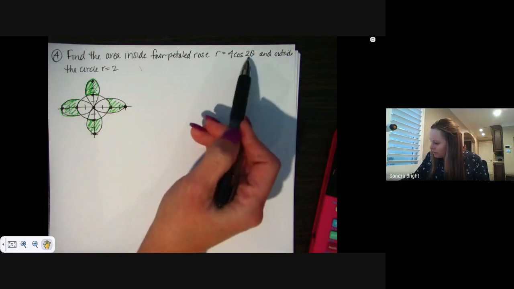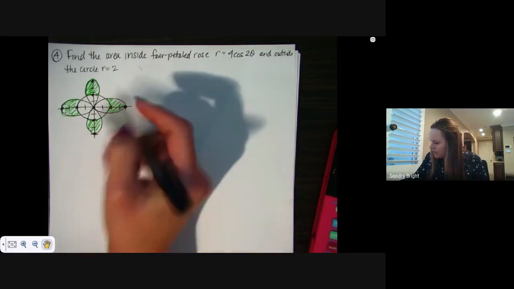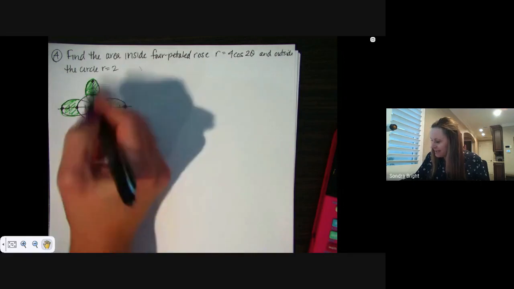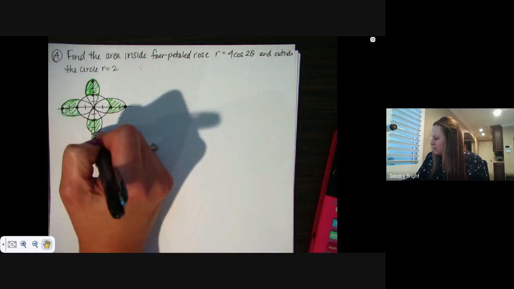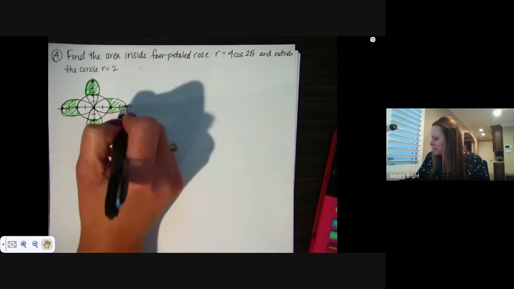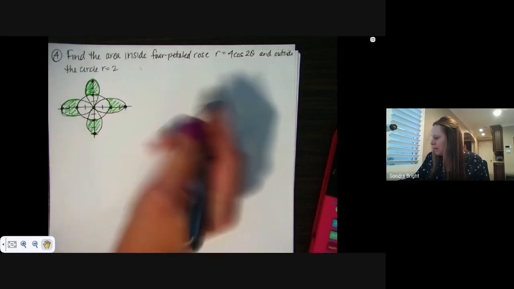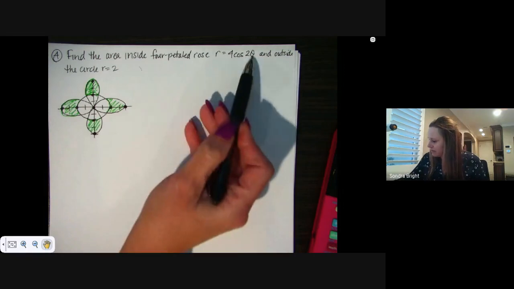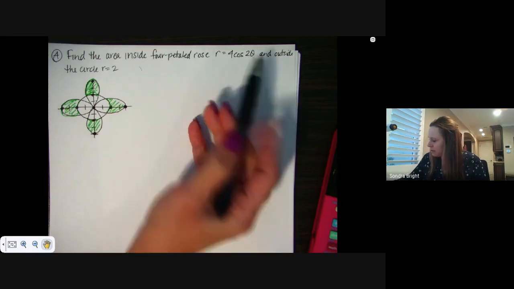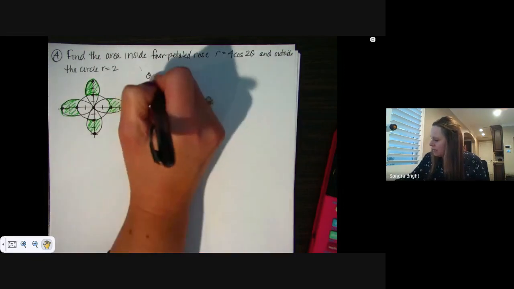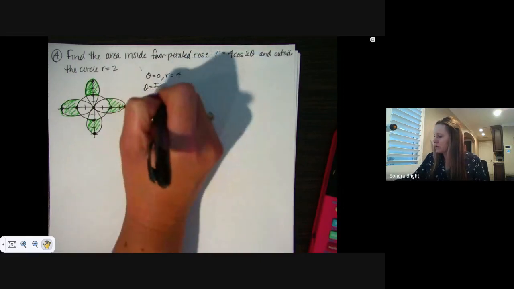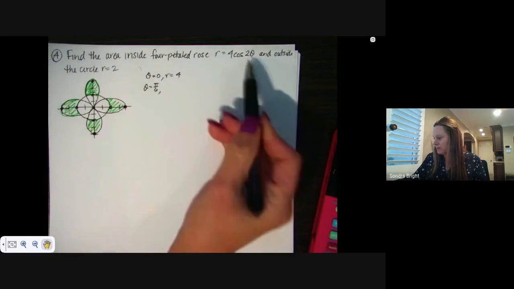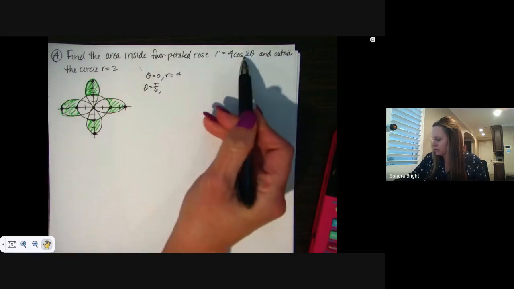So when your theta is pi over 2, you're actually down here. So maybe I need to plug in some more. When is it friendly? Cosine of pi over 6. Okay, so when theta equals 0, your R will equal 4. How about when theta equals pi over 6? It would be cosine of pi over 3, which is 1/2 times 4, so your R is 2.